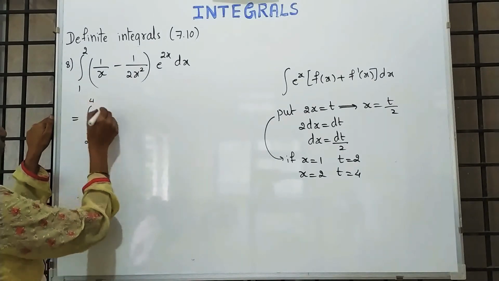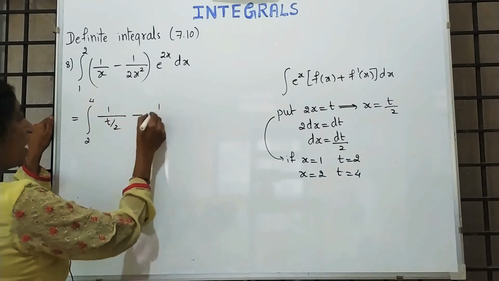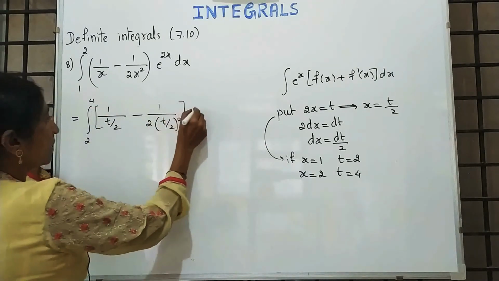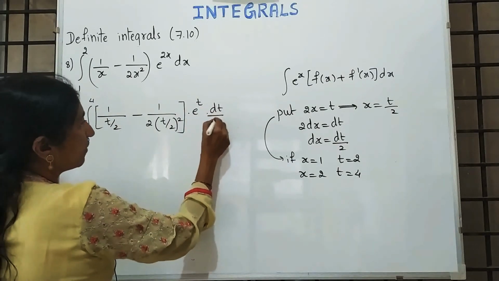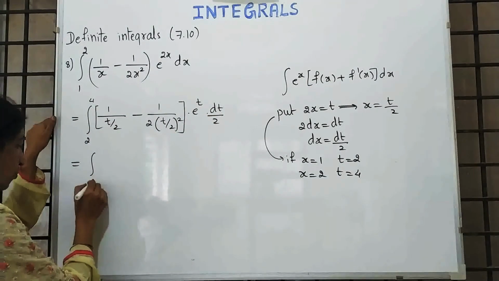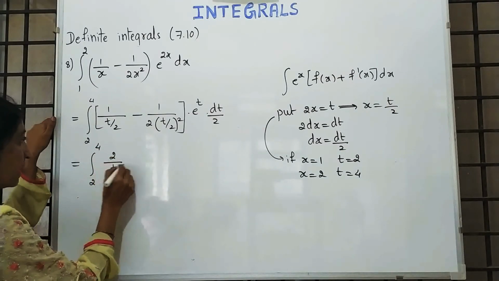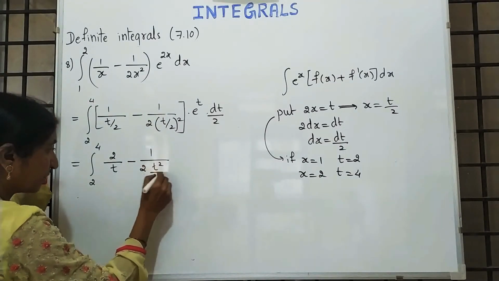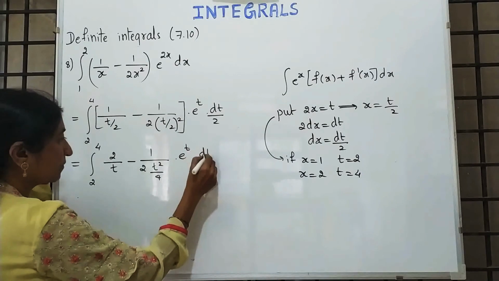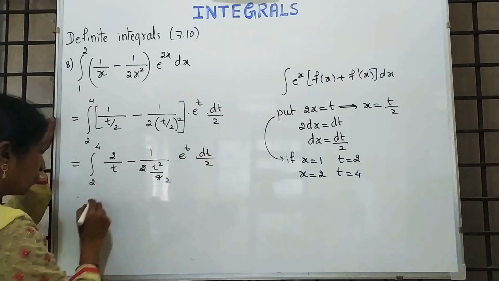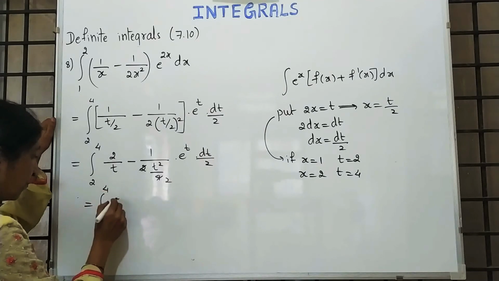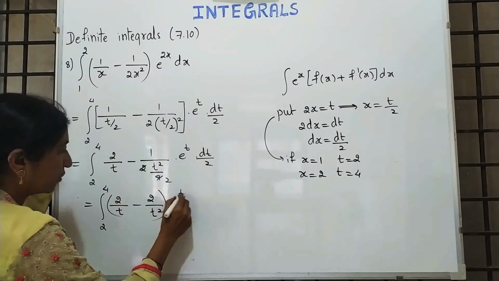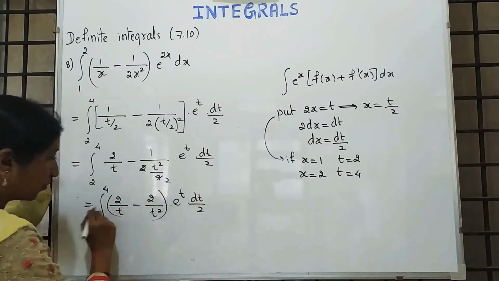It is 2 to 4, 1 upon t by 2 minus 1 upon 2 into (t by 2) whole square, into e raised to t dt by 2. It is 2 to 4, 2 by t minus t square by 4, and 2 is there. So I will write each and every step. Now this 2 goes up. 2 to 4, (2 by t minus 2 by t square) e raised to t into dt by 2. 2 common.